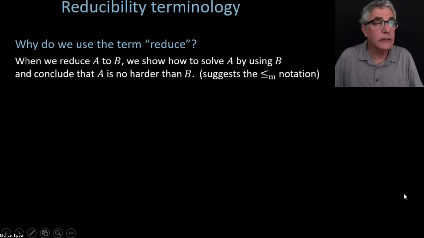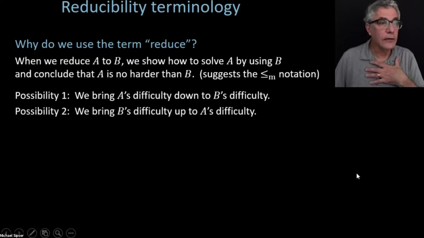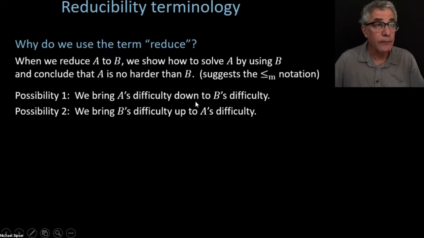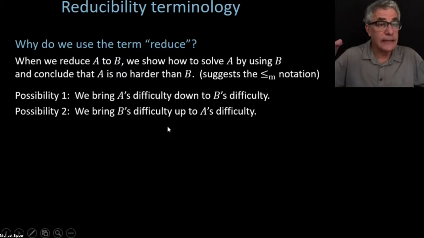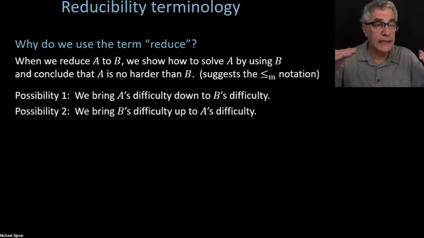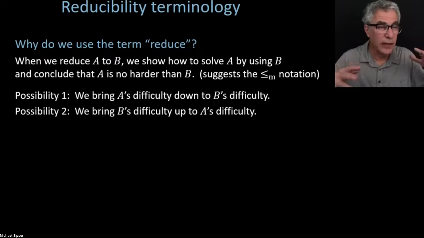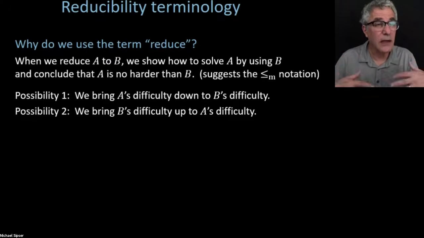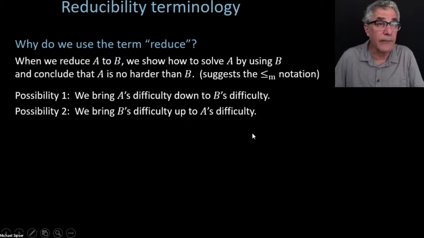Just to summarize, we're out of time here, but why do we use the word reducing when we talk about reductions? It's because when we reduce A to B, we kind of bring A's difficulty down to B's difficulty. Or we bring B's difficulty up to A's difficulty, because it's really A's difficulty relative to B that we're talking about when we're reducing A to B. So that's why the term reducing seems a little out of place when we're proving things undecidable or unrecognizable, but that's where it's coming from.